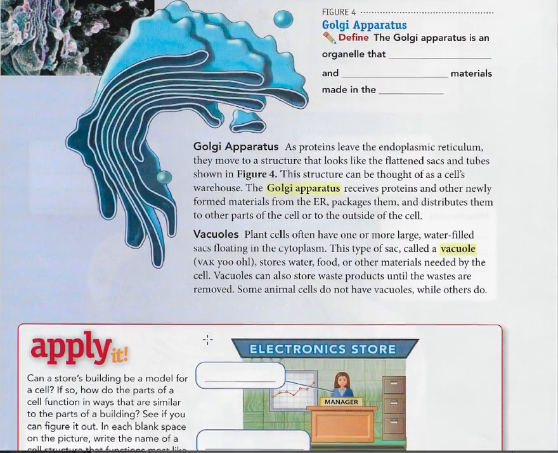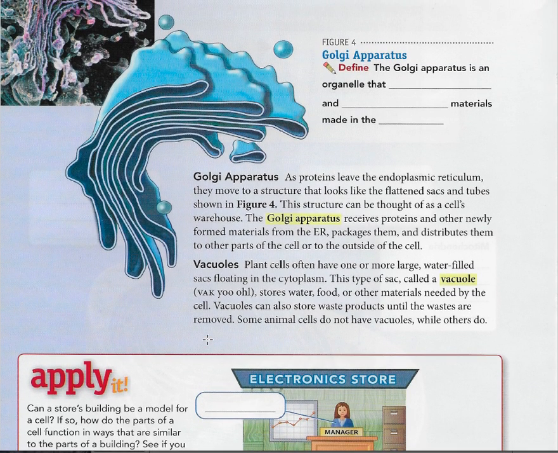Golgi apparatus. As proteins leave the endoplasmic reticulum, they move to a structure that looks like the flattened sacs and tubes shown in Figure 4. This structure can be thought of as a cell's warehouse. The Golgi apparatus receives proteins and other newly formed material from the ER, packages them, and distributes them to other parts of the cell or to the outside of the cell.